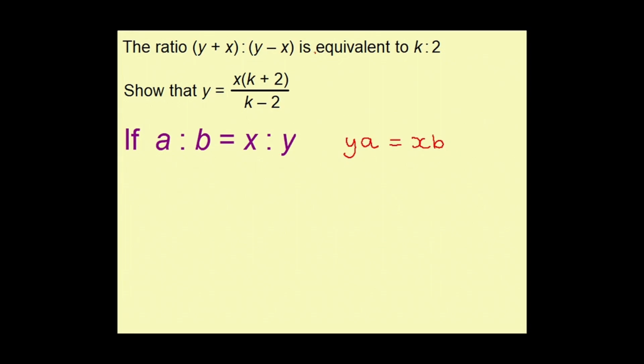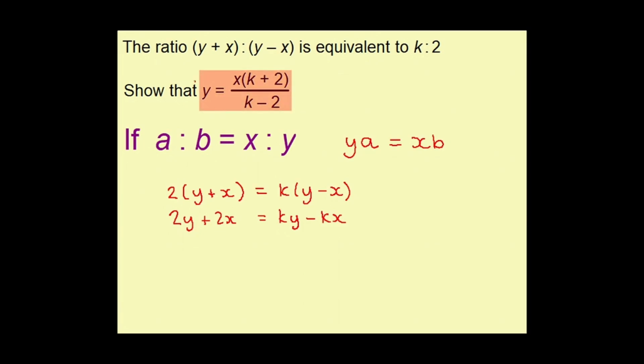So I'm going to use this on this here. I know that this is equivalent to this. So I can multiply the outers and get 2 multiplied by y plus x. And that's equal to the inners multiplied. So that's k multiplied by y minus x. Multiplying these out gives me 2y plus 2x equals ky minus kx.